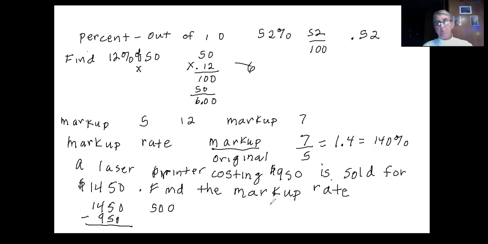Then we have to find the markup rate. And that means I need to take the markup, which is 500, over the original. And the original is 950. And again, if I do the math on this, I get 0.526. And if I change it to a percent, because rate is percent, I get 52.6%.